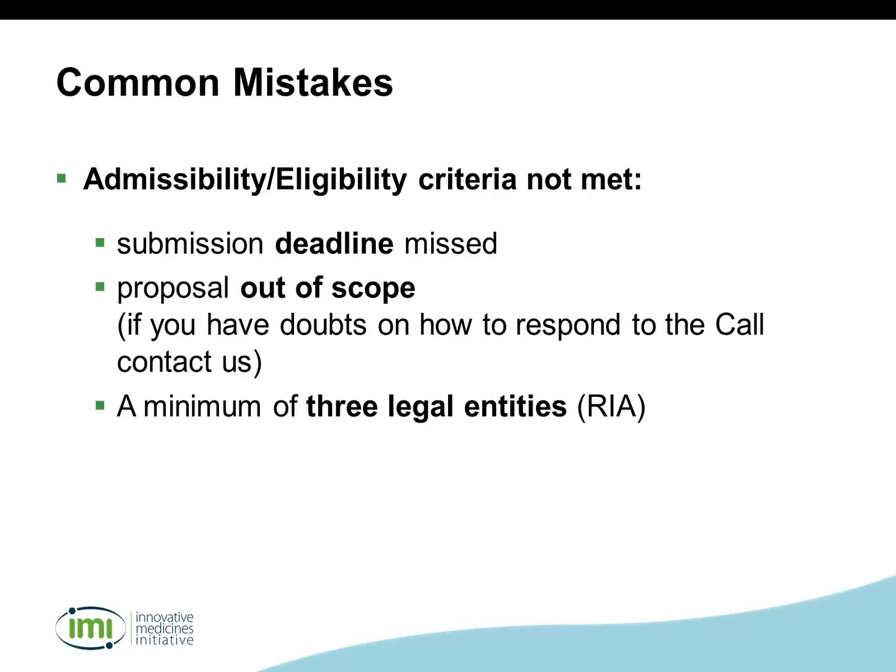Proposal out of scope, we don't see that too often, but sometimes we do, and only when it's really an extreme case. For example, we see a proposal for an aircraft carrier for an Ebola project. Of course, it's out of scope, but we try to be as inclusive as possible. A minimum of 3 legal entities, that's a very important criterion, and of course, if this is not fulfilled, your proposal will not be eligible.